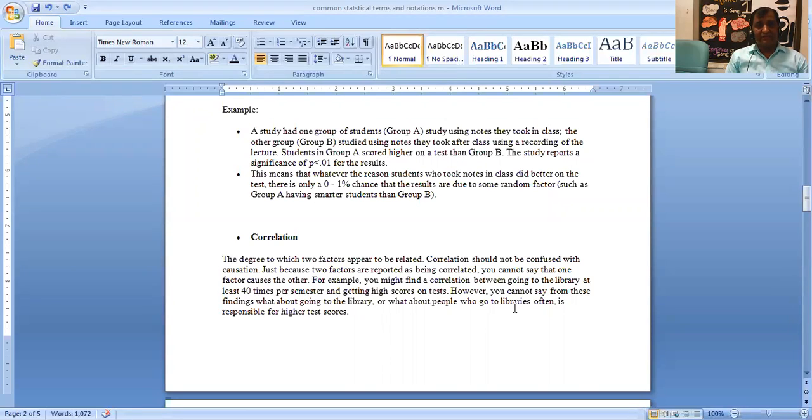For example, you might find a correlation between going to the library at least 40 times per semester and getting high scores on tests. However, you can't say from these findings what about going to the library, or what about people who go to the library often, is responsible for higher test scores.